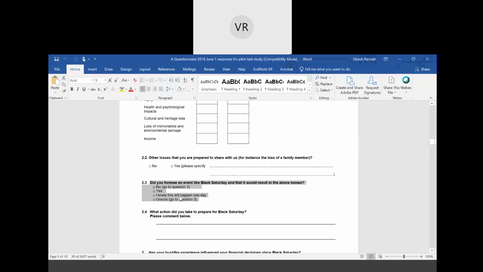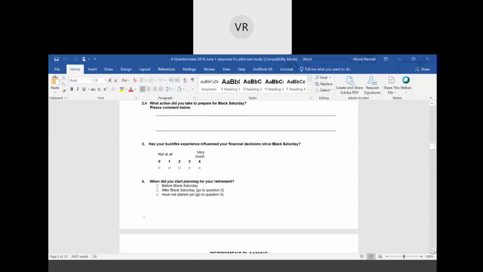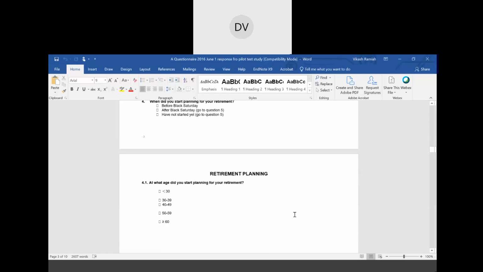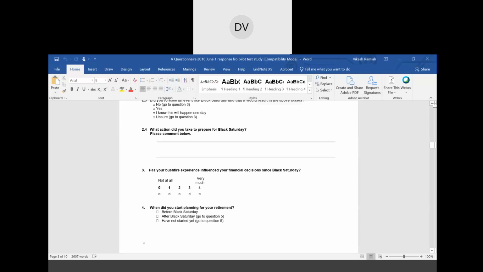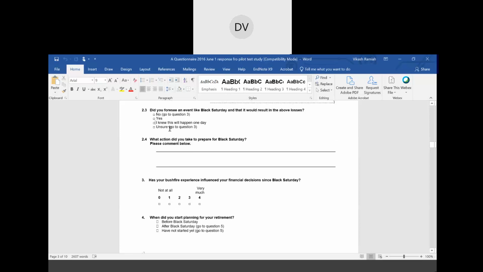So the catchphrase that these people use is, I knew this would happen one day. If somebody clicks on this multiple times when we ask them, we know that they have what we call hindsight bias. Unsure, go to question number 3. I mean, if the answer is unsure, go to question 3, because if they are not sure, they don't have to answer this. That means they don't have a bias. And then if they have a bias, I want to know what they were thinking about.